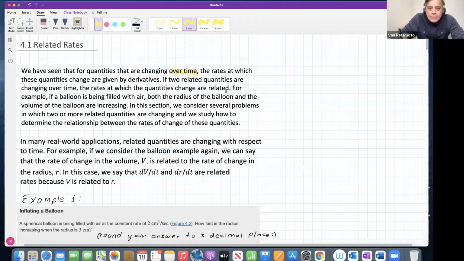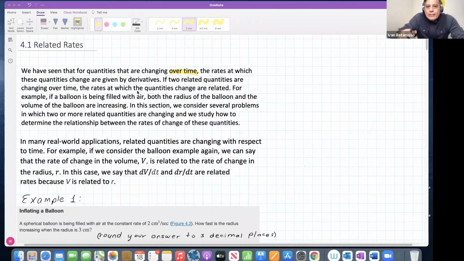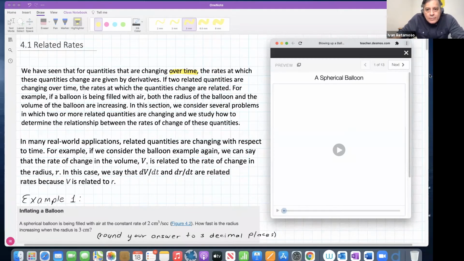And this is actually what you have to show, and then answer some questions related to this relationship between the derivatives of the quantities with respect to time. Here is an example for you to understand this. Imagine a balloon being filled with air. Both the radius of the balloon and the volume of the balloon are increasing.